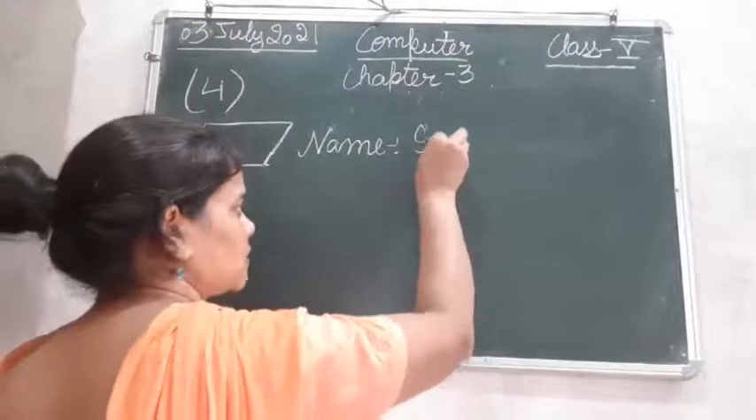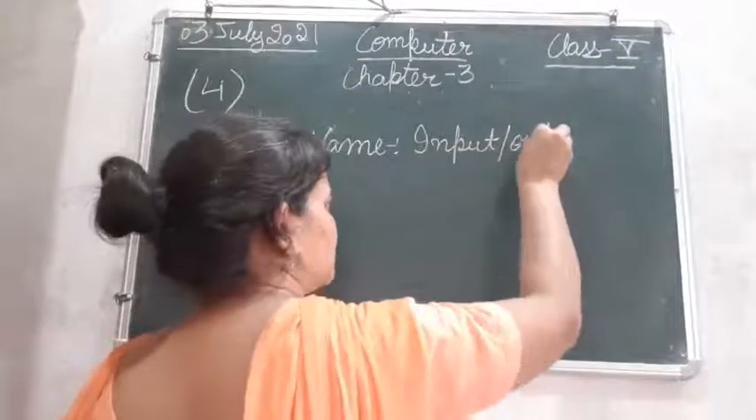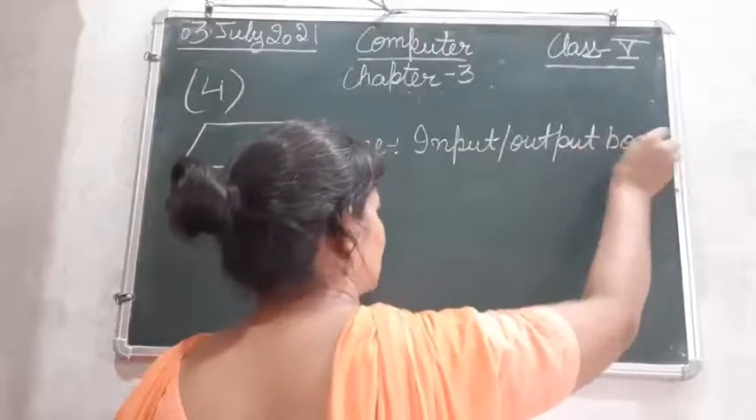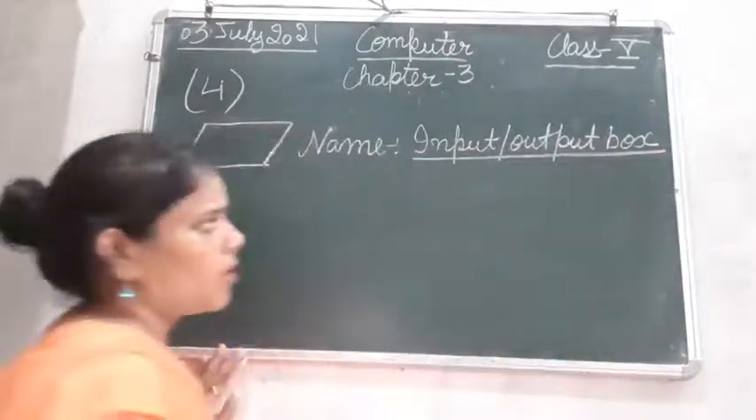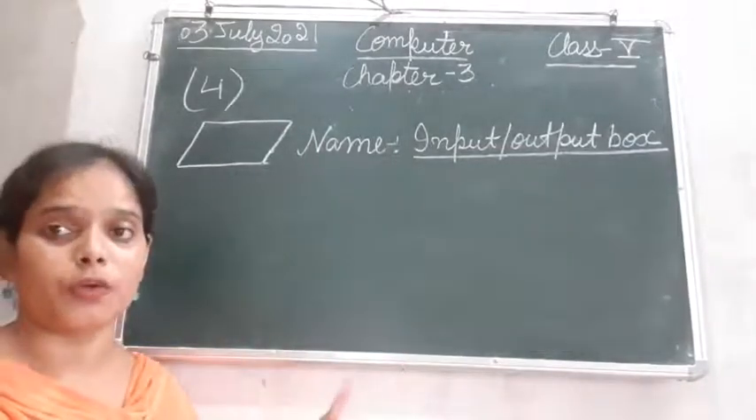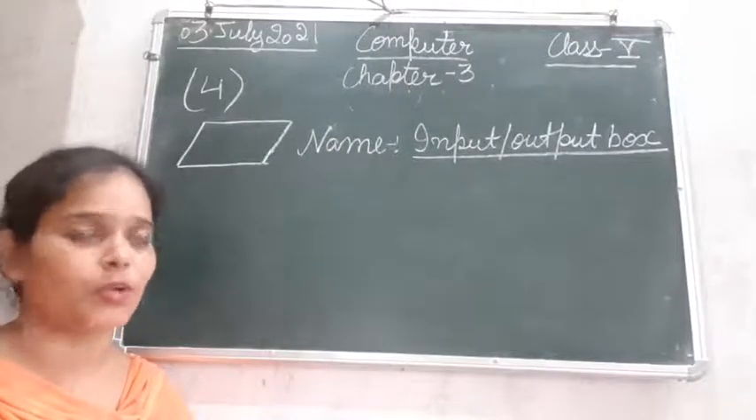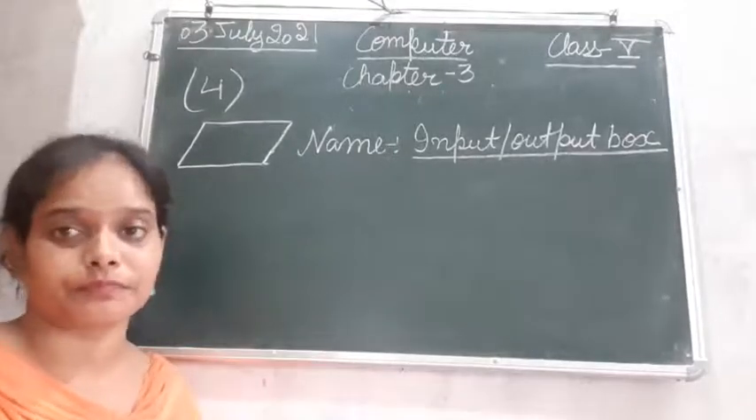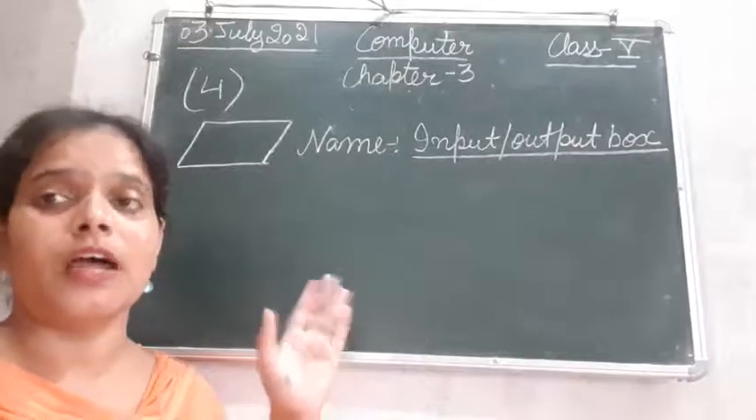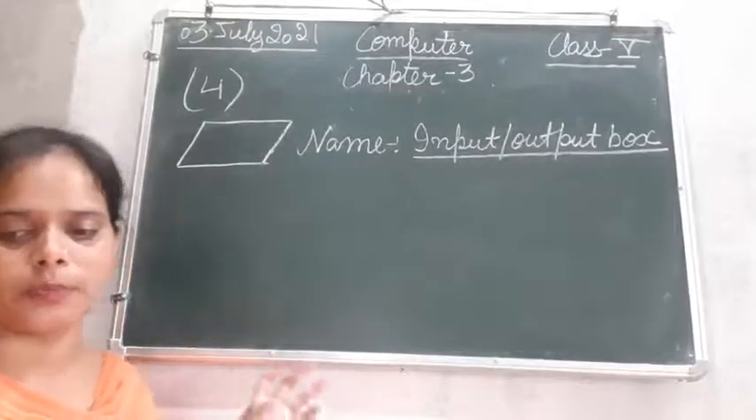This is the input and output box. So this parallelogram is used as a symbol of the input and output box while making a flowchart. So जब हमें कोई भी input देना होता है या जब भी हमारा कोई output आता है, so we use this parallelogram. Okay, so it is used for giving input and output of a flowchart.